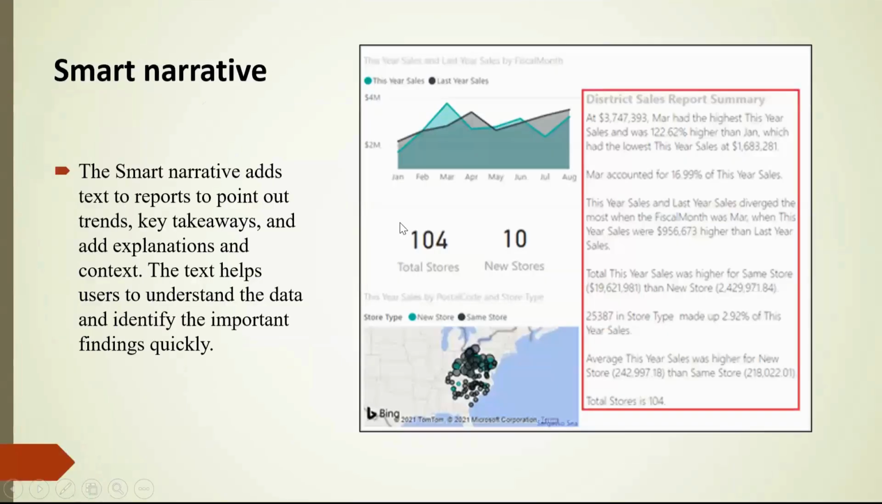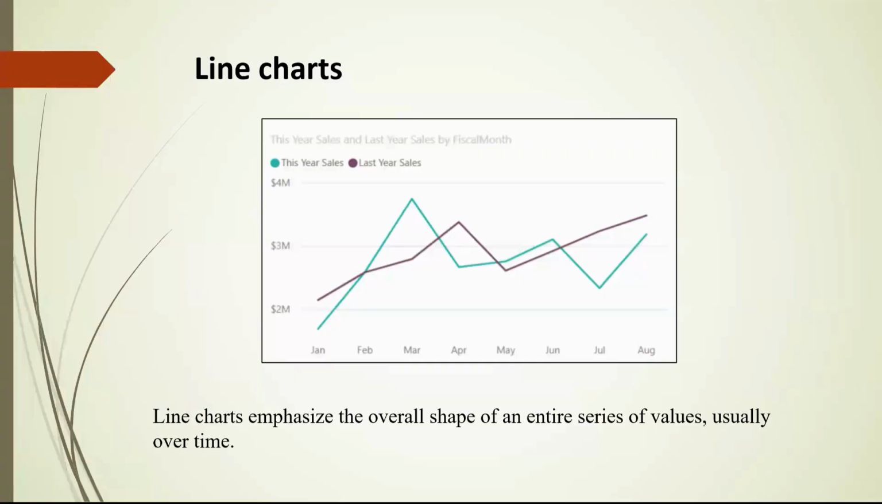and vice versa. The second visual is smart narrative. This adds text to your reports. You can see there is a report. If you add this visual, smart narrative, it will help you to also add text along with that report, which will help us to know key takeaways and explanation. The text helps understand the data and identify the important information quickly. So you can add this visual when you want to showcase such kind of data.